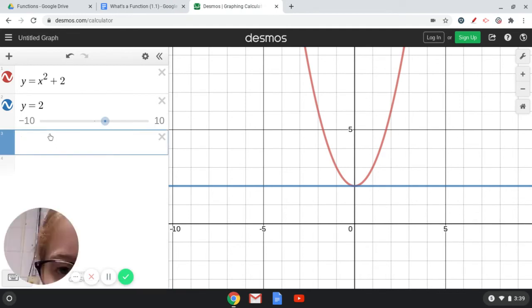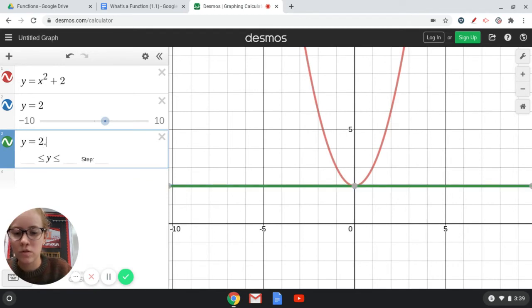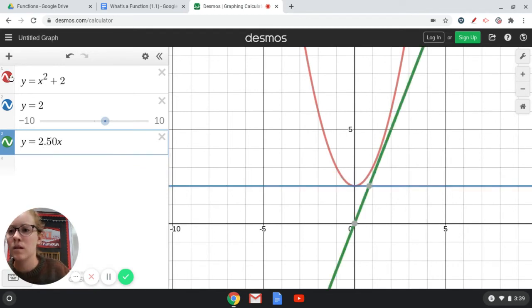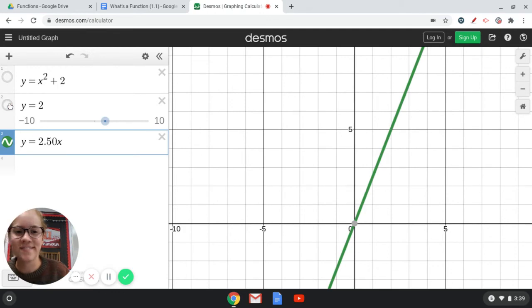So we can talk about domain and range. So we're going to do y equals 2.50x, and I'm going to get rid of these. Okay, so let's talk domain and range actually while we're here. So domain are all the possible x values on this curve.